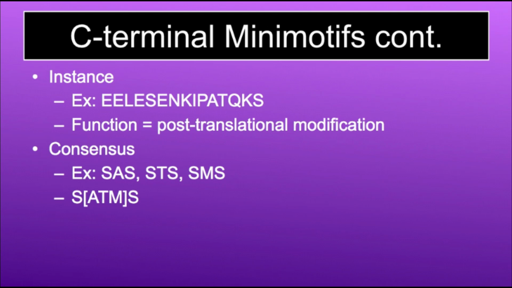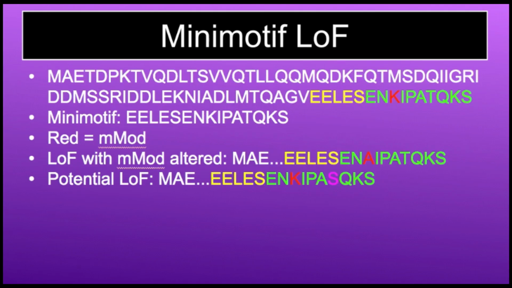We can divide mini-motifs into 2 different kinds, instance and consensus. An instance is a particular arrangement of amino acids, like the example given here. In this case, this one has a function of post-translational modification. There are also consensus mini-motifs, which have positions of degeneracy, where a position can be occupied by several different amino acids. In the case at the bottom bullet, there's a serine on the left and a serine on the right. Both of those have to be there, but in the middle, there can be any one of the 3 different amino acids listed there. Crucial to this project is the notion of mini-motif loss of function.